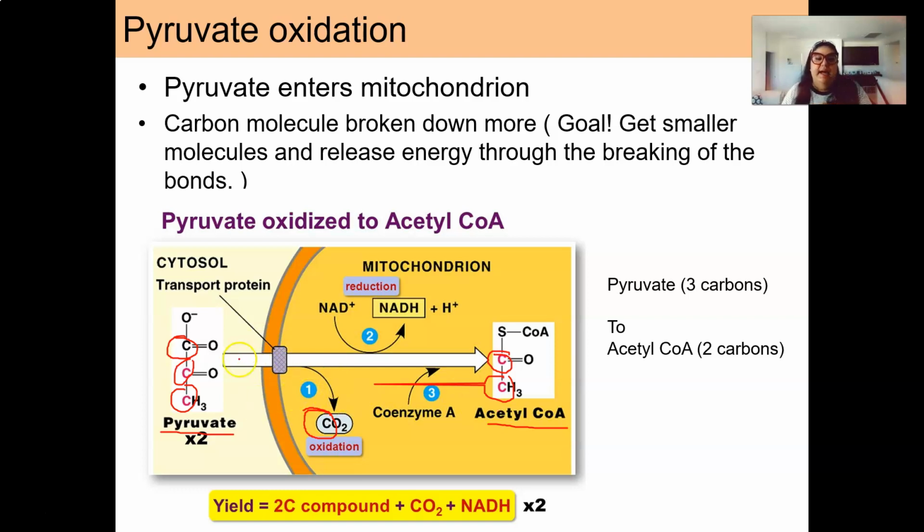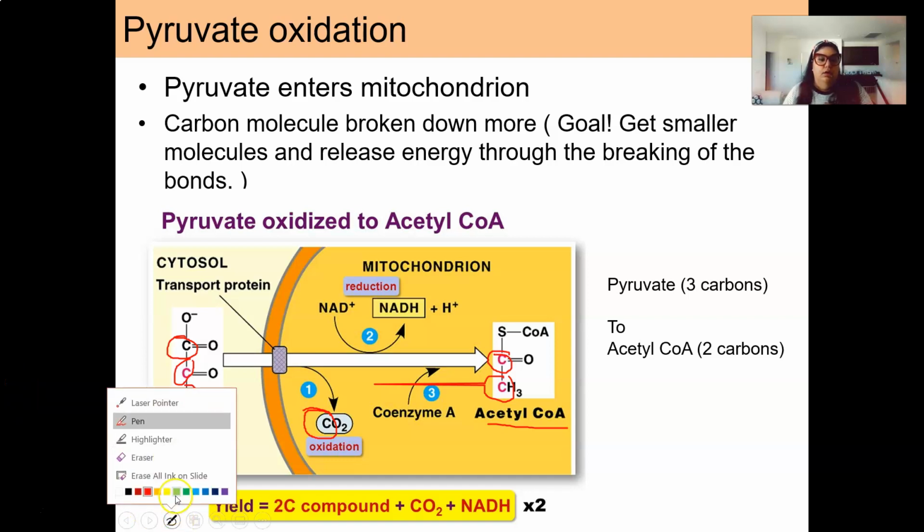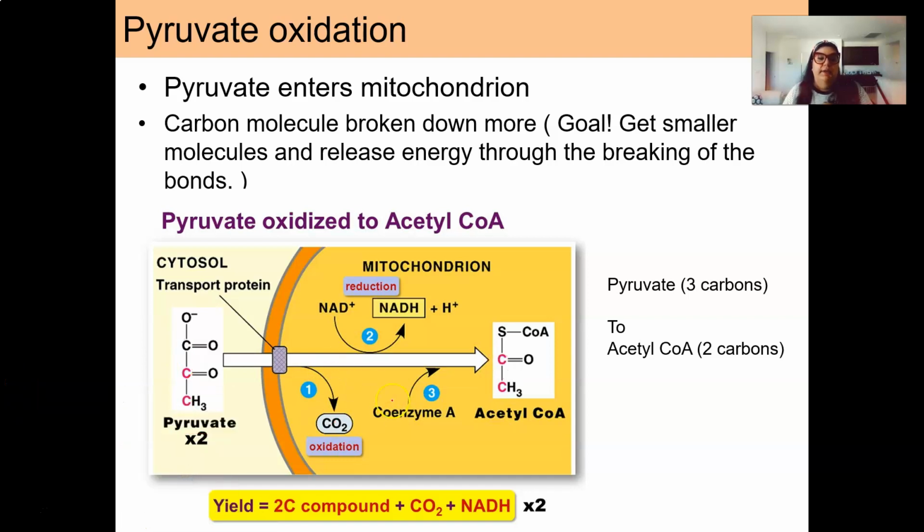So then that means how many CO2s should I end up with as well? If I started with 2 pyruvates, how many CO2s should I end up with? 2, right? Because I want to end up with the same amount of carbons. So that covers my carbons.